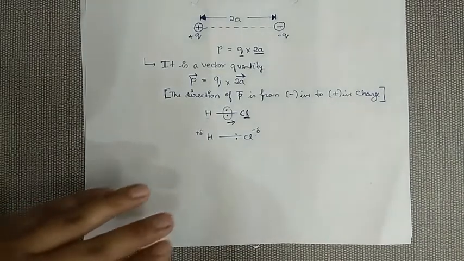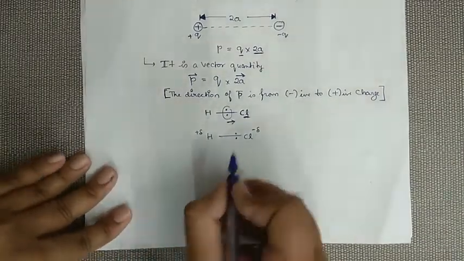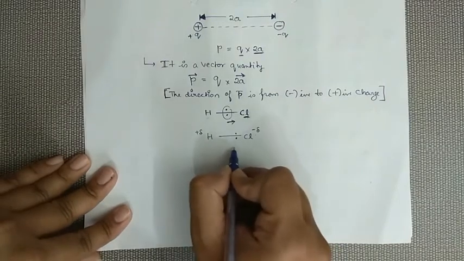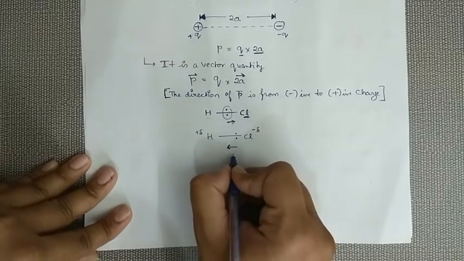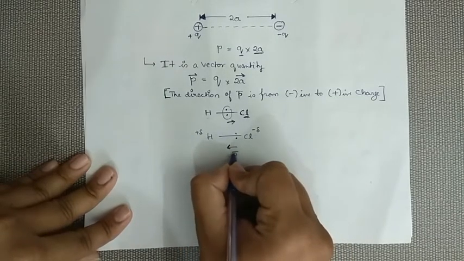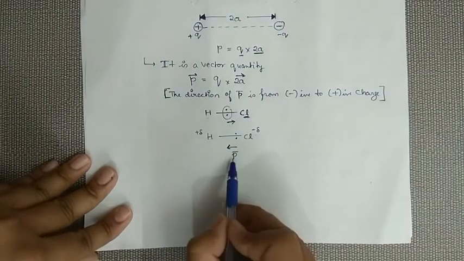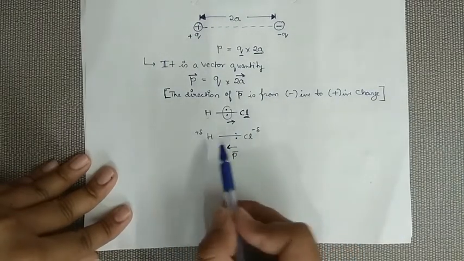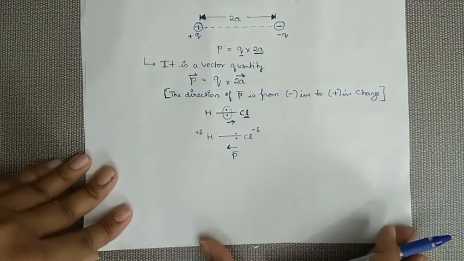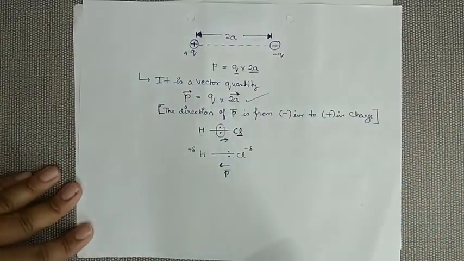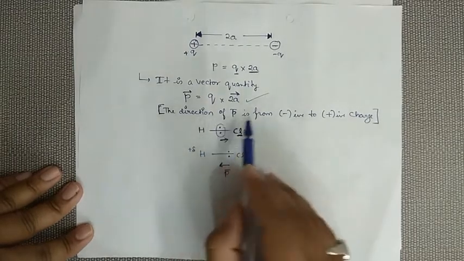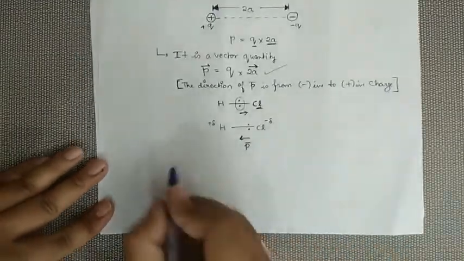Now see, in order to attain stability, this pair of electrons must move towards the positive. So this direction, that is from negative to positive, becomes the direction of our dipole moment P. The direction of dipole moment P is from negative to positive in order to again attain stability. So this is the representation of dipole moment, and the direction is from negative charge to positive charge.